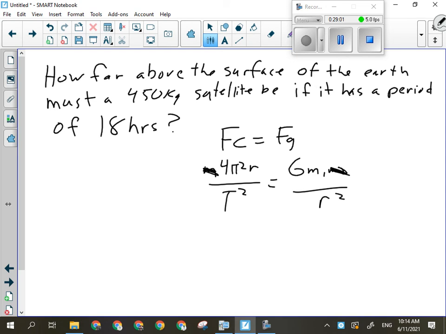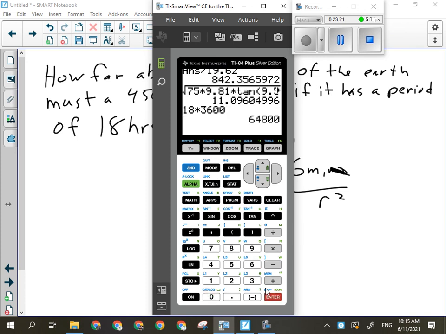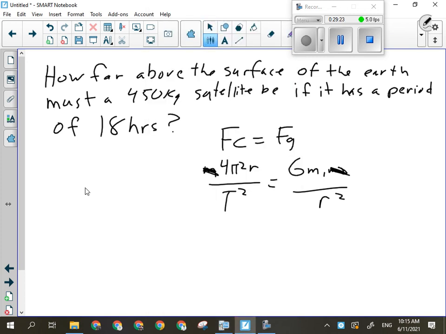I need to solve for radius, but I was given period and I was given it in hours. What do I need it to be in? Seconds. This is newtons equals newtons. A newton is a kilogram meter per second squared, so I have to have it in seconds. So 18 hours times 3,600 seconds in an hour gives me 64,800 seconds.